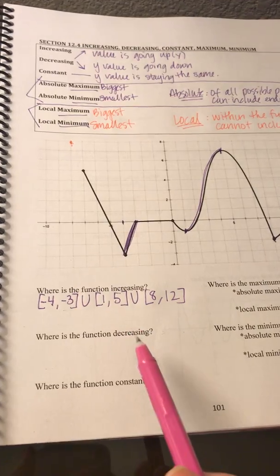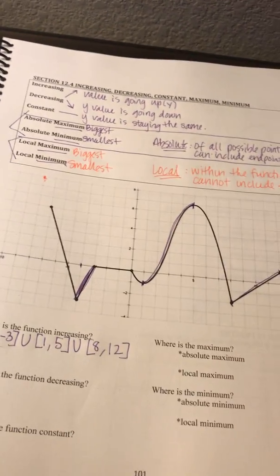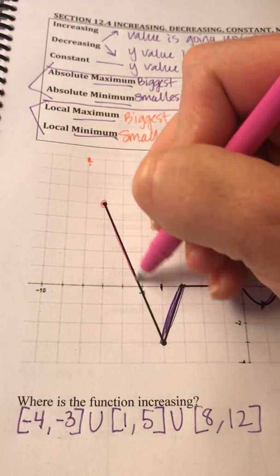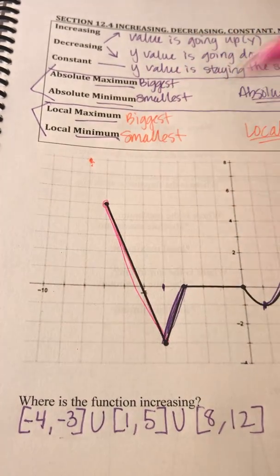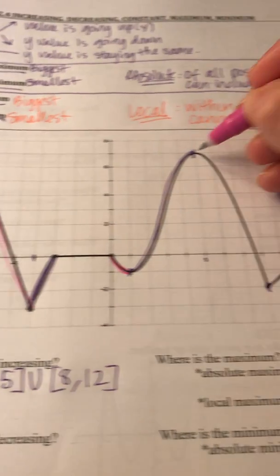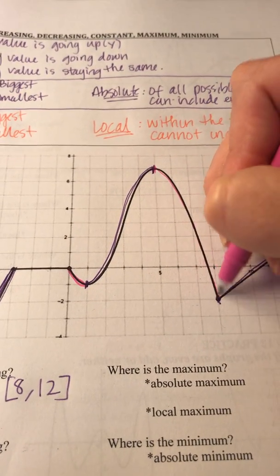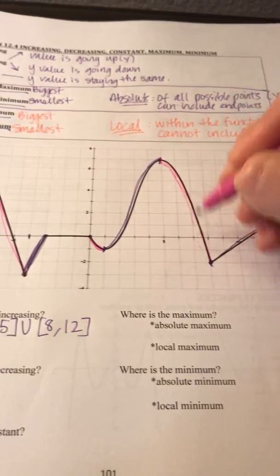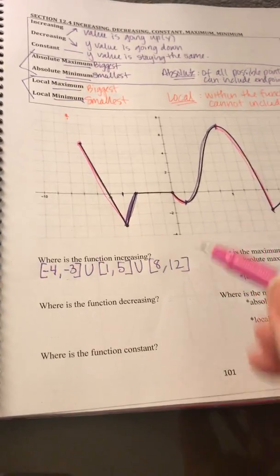Okay, now let's look at decreasing. Decreasing is where it's going down. Okay, so I see that it goes down from here to here. Okay, it goes down from here to here, and it goes down from here to here. Okay, so I have also three intervals for decreasing.